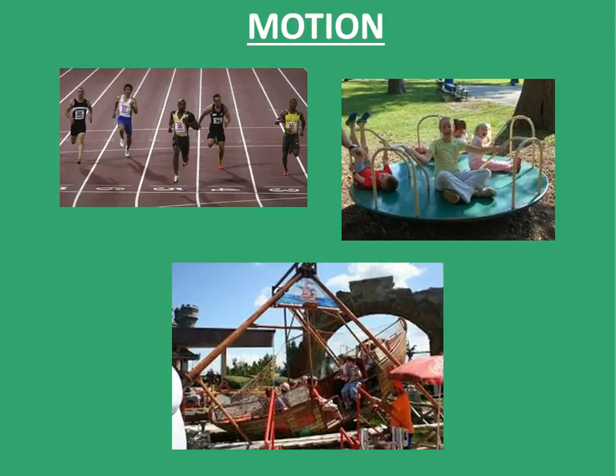The first one is a 100-meter race. In a 100-meter race, participants are required to run straight on a 100-meter track. This comes under straight line motion. The second is a merry-go-round, which is an example of a circular motion. And the third example is an amusement park ride, which is an example of oscillatory motion.